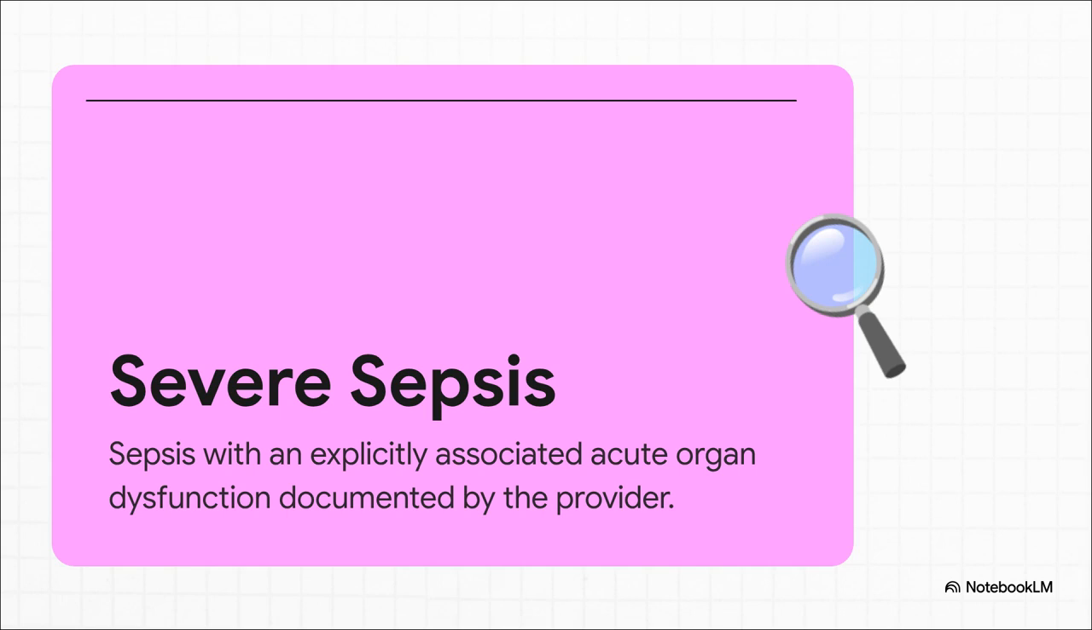But here's the catch. An acute organ dysfunction must be explicitly linked to the sepsis in the medical record to assign the severe sepsis code. If the patient has sepsis and they also have acute kidney failure, but the doctor notes the kidney failure is due to a medication toxicity rather than the sepsis, you do not code severe sepsis. The documentation must clearly and explicitly associate the two.